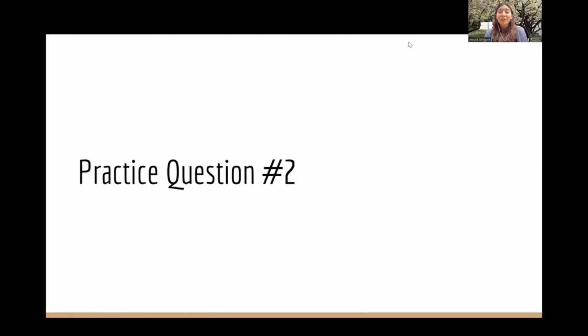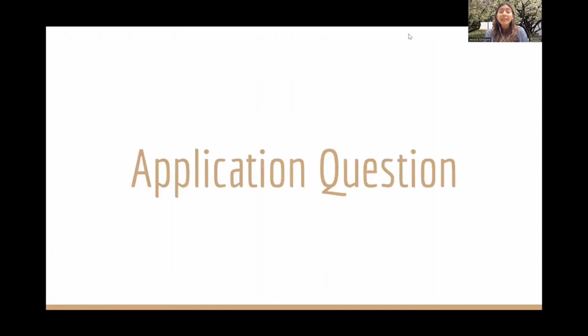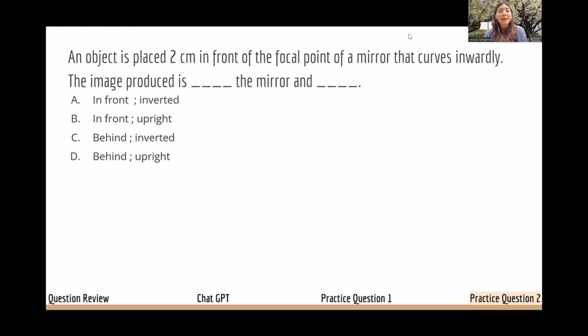So now I'm going to be talking about practice question number 2. This type of question is an application type of question. This question was created by both Kylie and Alex. It says: an object is placed 2 centimeters in front of the focal point of a mirror that curves inwardly. The image produced is blank, the mirror, and blank.